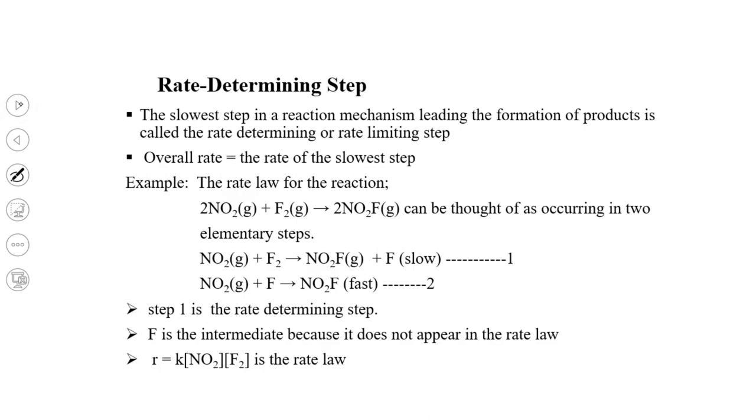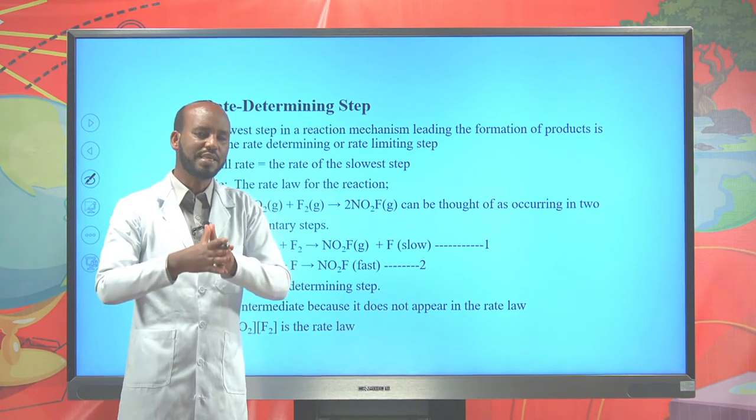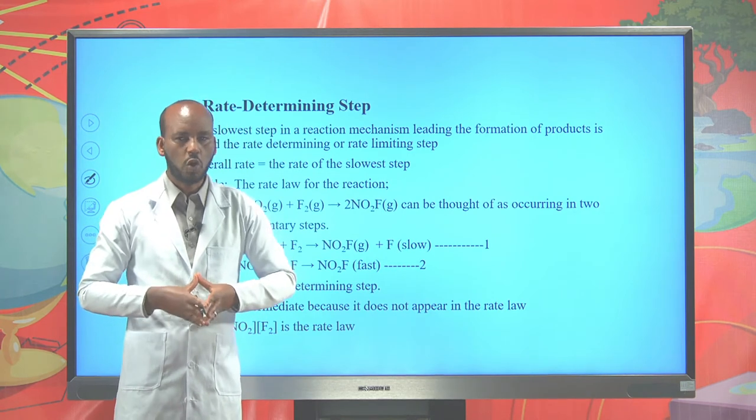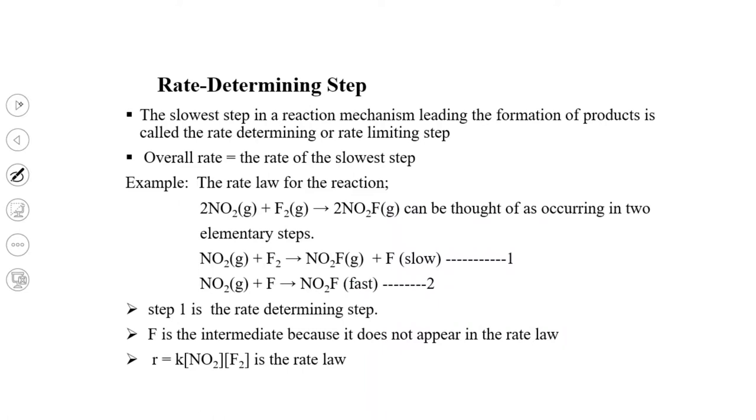Rate determining step. For a reaction having multiple steps, the slowest step is the rate determining step. The slowest step in a reaction mechanism leading to the formation of a product is called the rate determining or rate limiting step. Overall rate equals the rate of the slowest step.